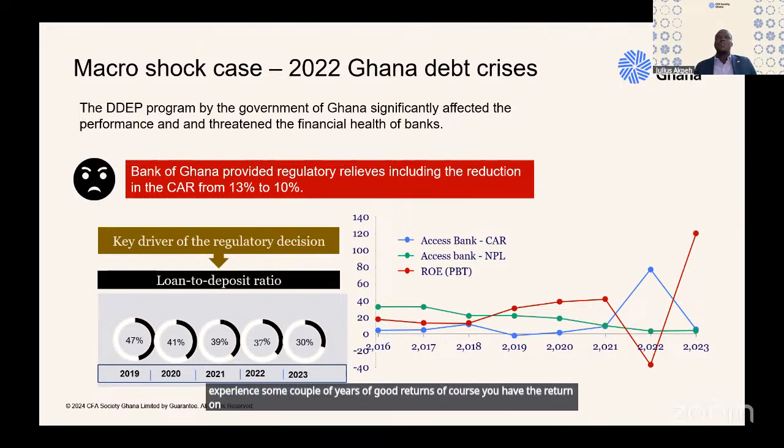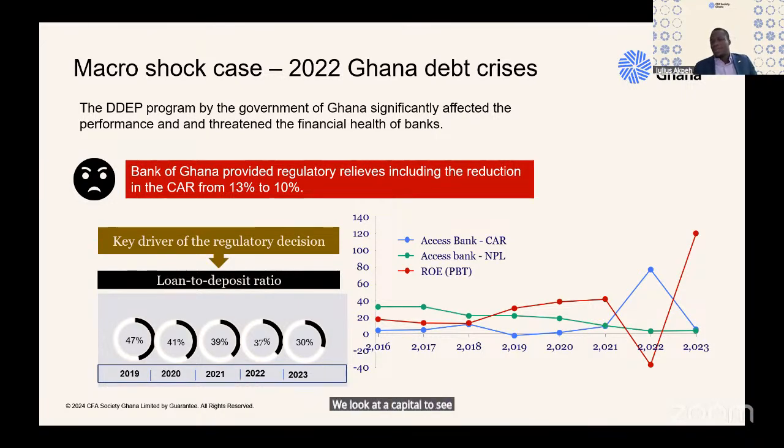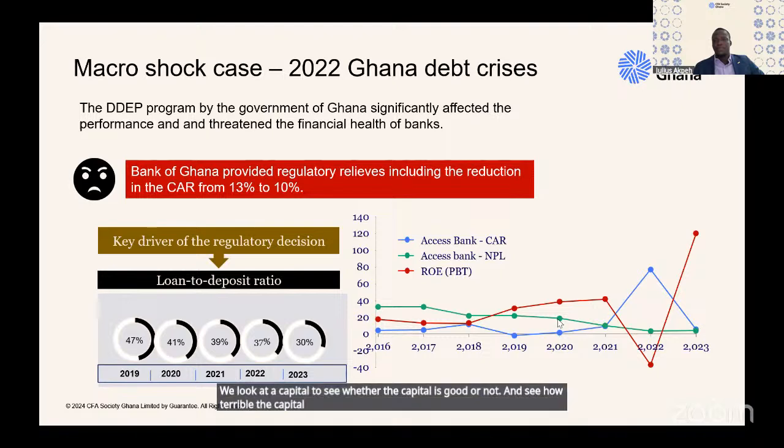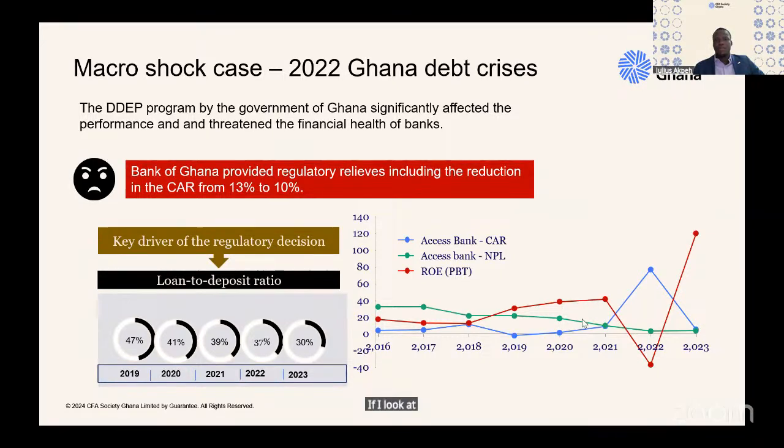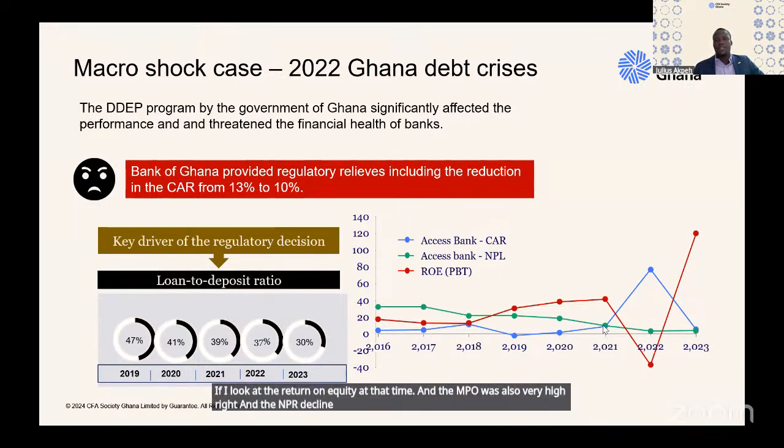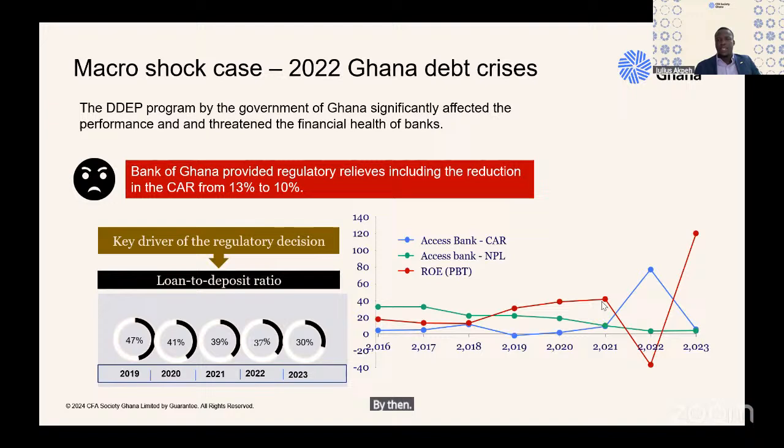But one thing we check for a bank is the health. We look at the capital to see whether the capital is good enough, and see how terrible the capital was at that time. But look at the return on equity at that time. And the NPL was also very high, right? And the NPL declined. In 2021, the bank started recovering. They were meeting, I think, about 8%, that is their capital adequacy ratio or something like that. I've not confirmed the figures on this, otherwise we would have seen the figures nicely. But then return on equity was still high.